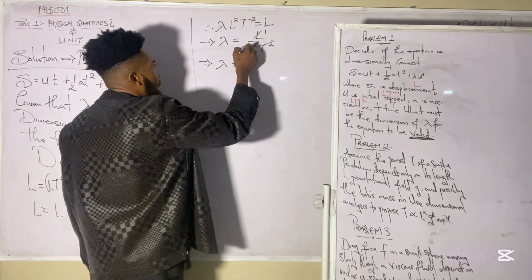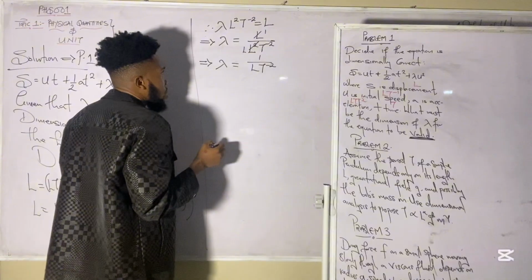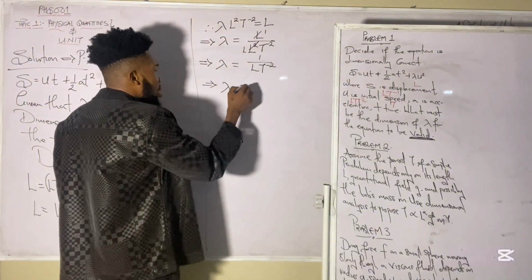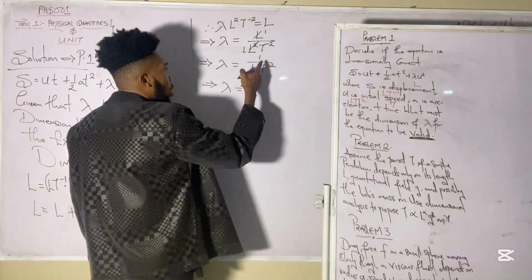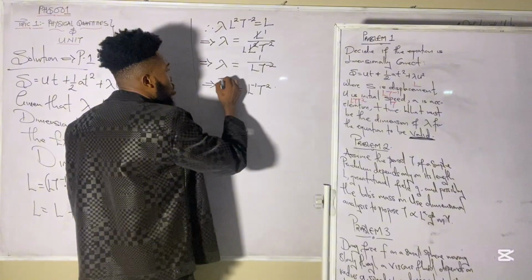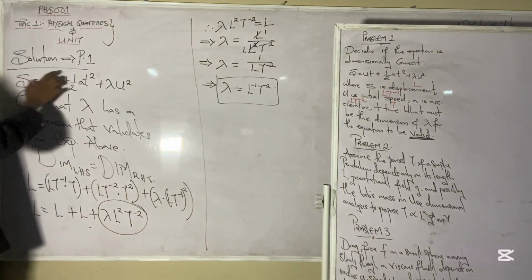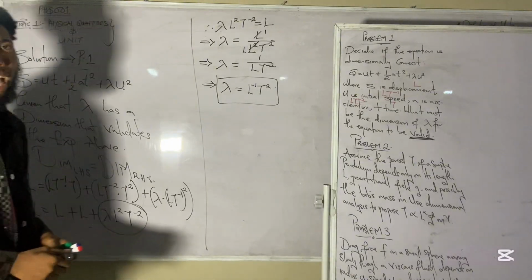L only, I'm left with 1 over L T to the minus 2. If I bring this up here, lambda has to be L raised to the power of what? Minus 1, we bring L up, and T is just minus 2, so we come up with T raised to the power of 2. That must be the dimension of lambda to make this expression dimensionally correct.